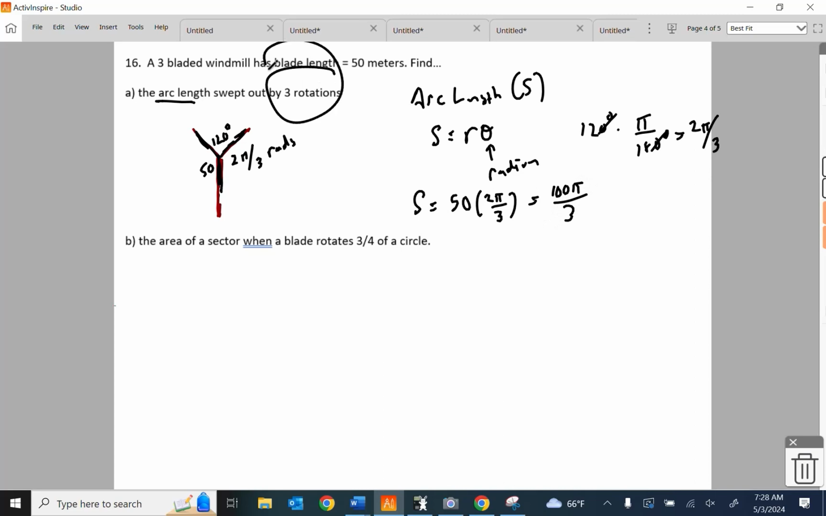Now I want 3 rotations. 3 rotations. So I just multiply this thing by 3, cancel. 100 pi meters.